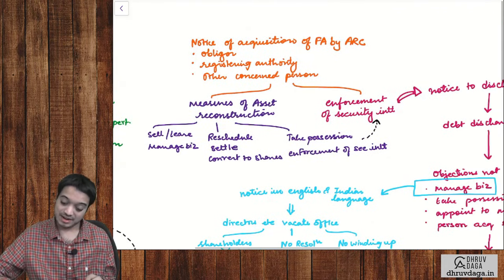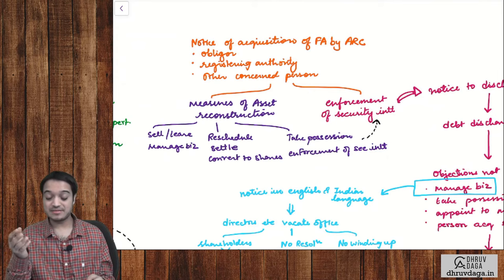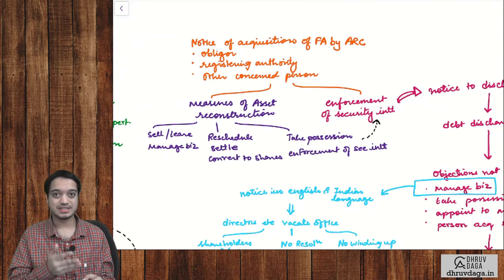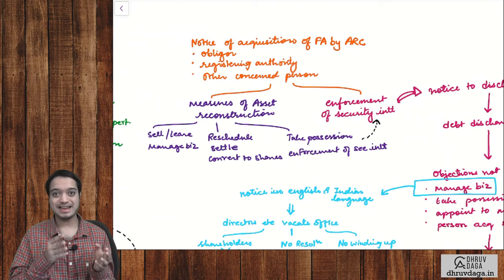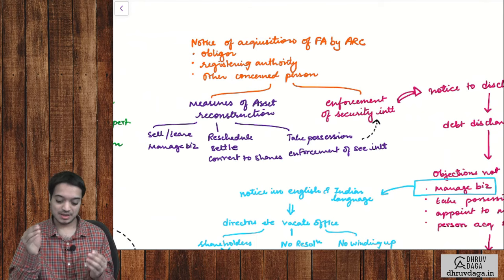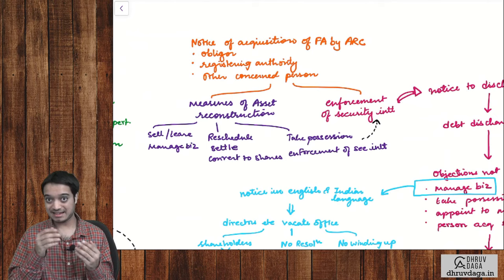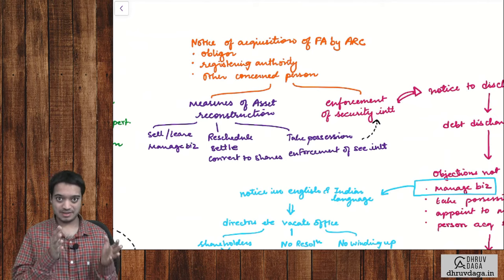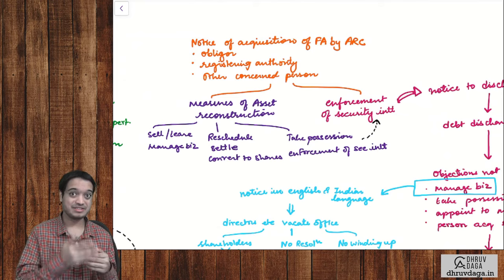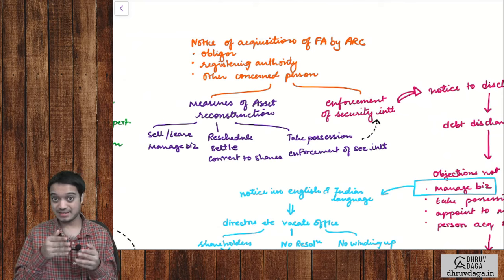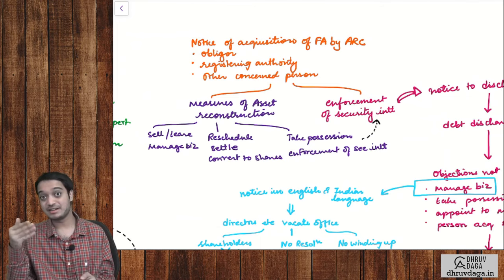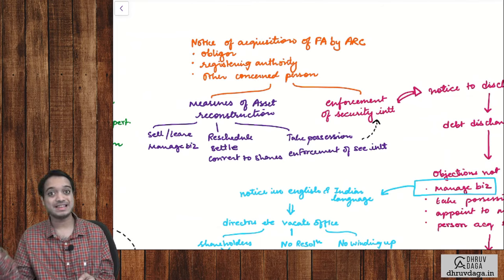Now, if the financial asset of the ARC is acquired, a notice of this needs to be given to the obligor, to the registering authority, and any other concerned person. When this notice is given, the ARC may go in for 2 different things. If it believes that the asset can be restructured, then it will go in for asset reconstruction. If it believes that the assets cannot be restructured, then it will go in for enforcement of security interest.